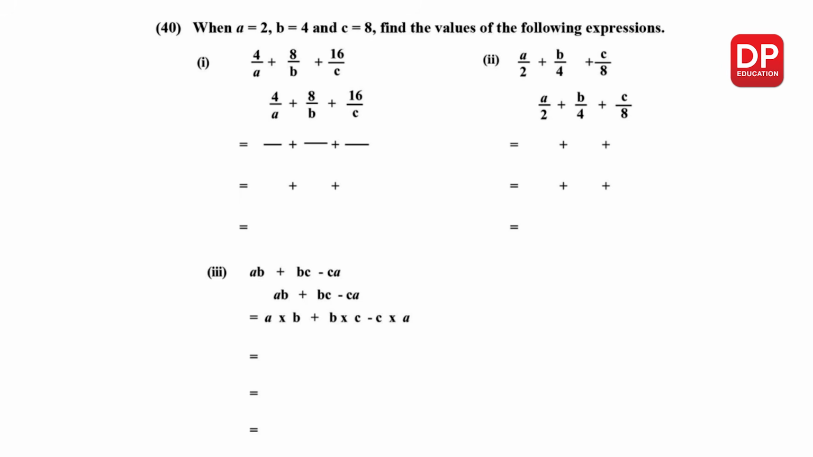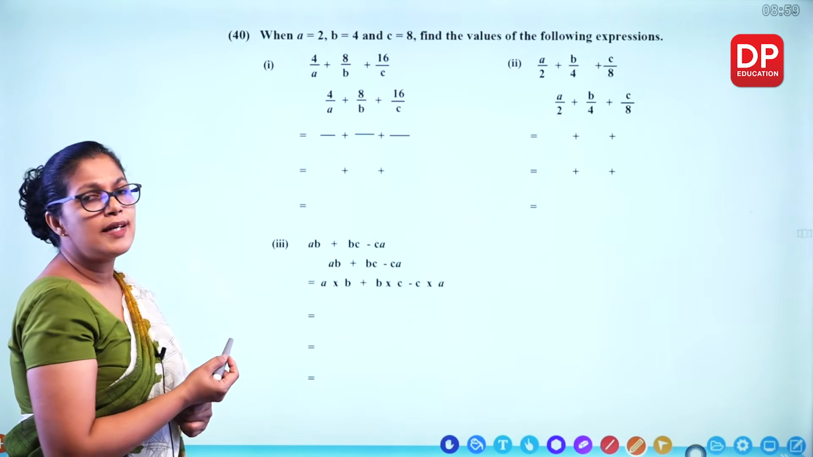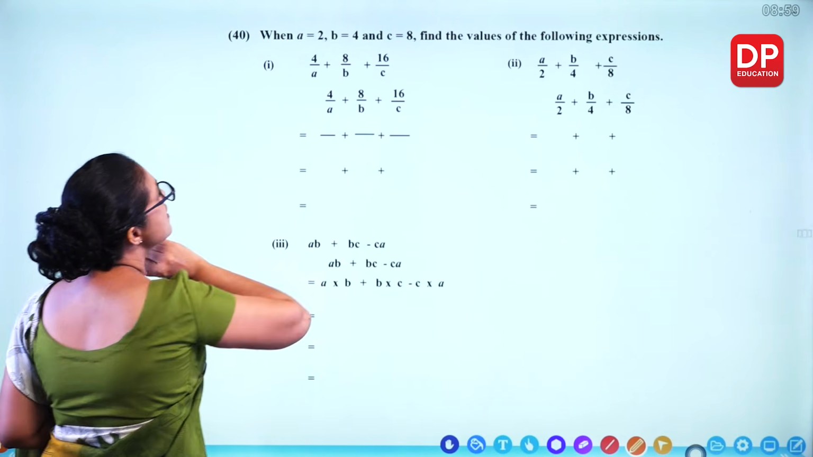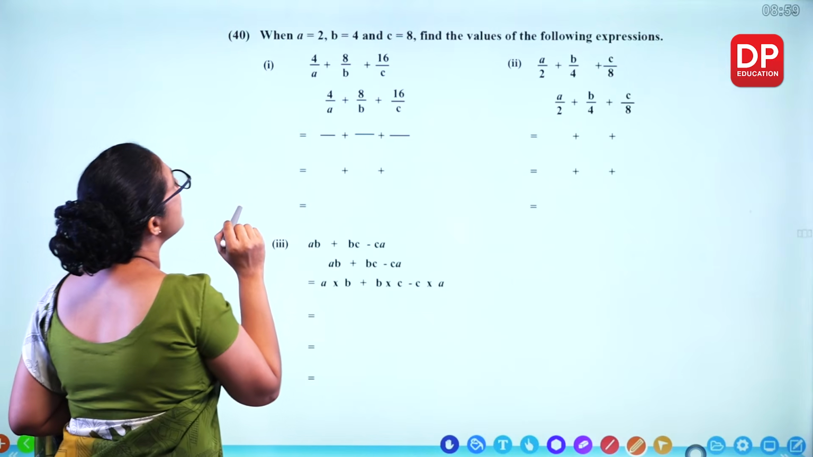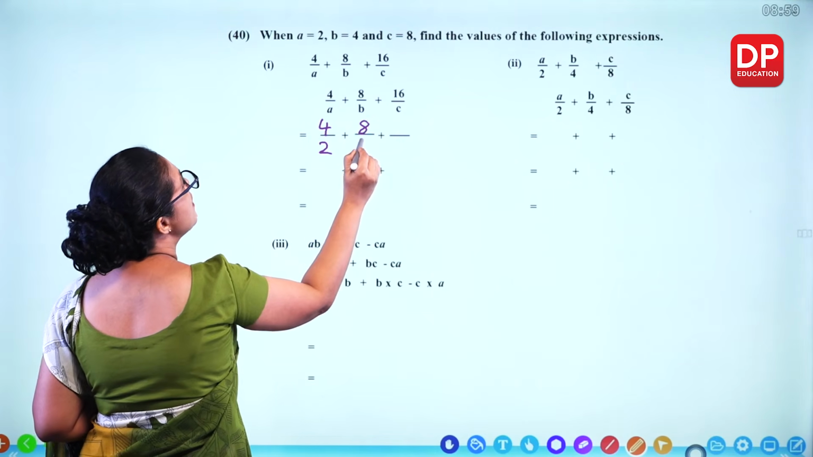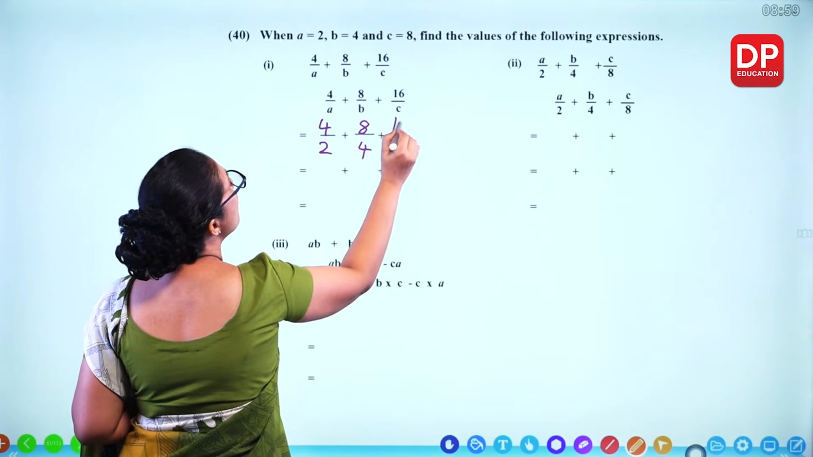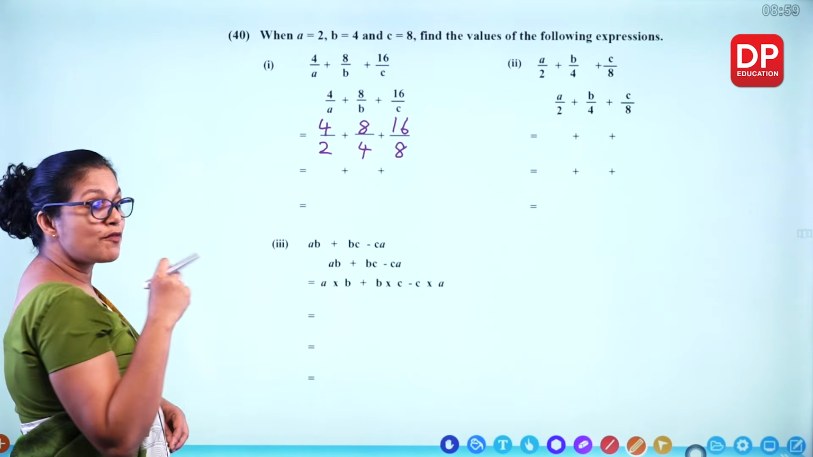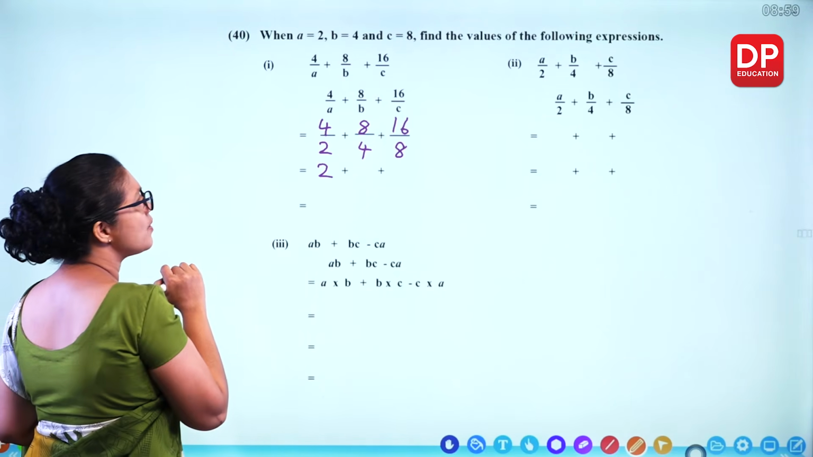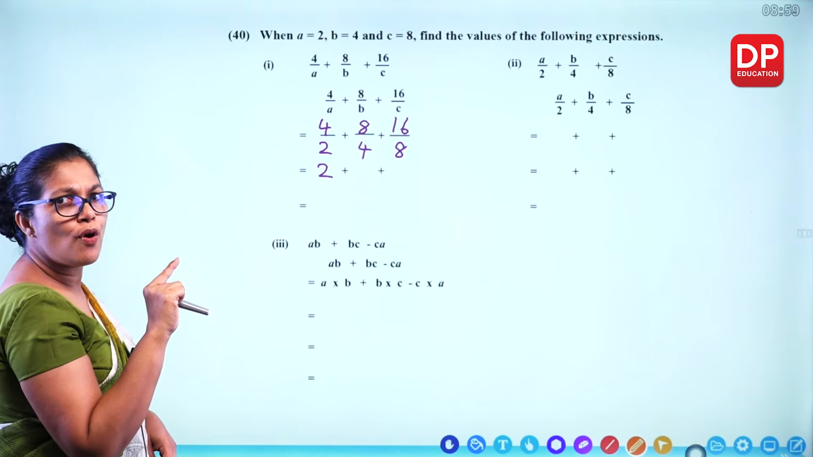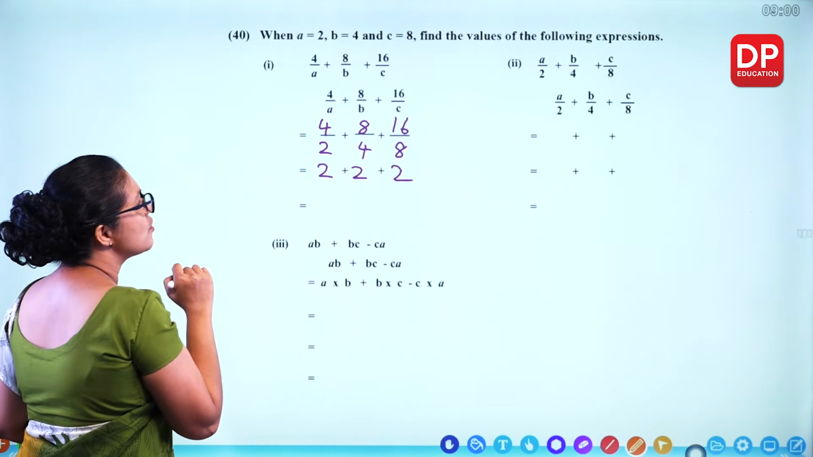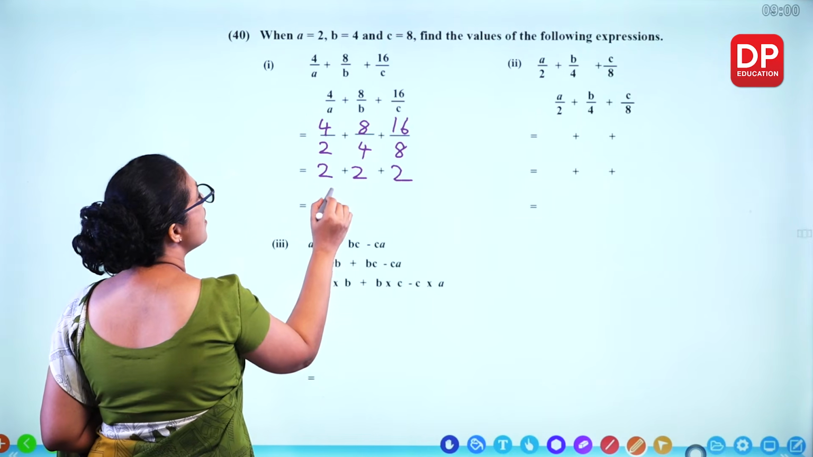This one you get fractions, but same procedure, just substitute the values. 4 over A, 8 over B, 16 over C. So now substitute A equals 2, so 4 over 2. 8 over B, B is 4. 16 over C, C is 8. Now you have to simplify first. 4 divided by 2, you get 2. 8 divided by 4, you get 2. 16 divided by 8, you get 2. 2 plus 2 plus 2, 6.